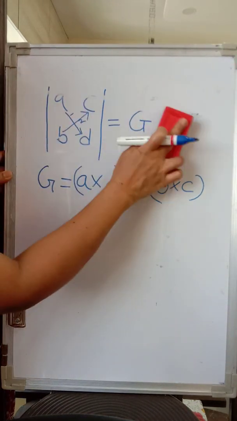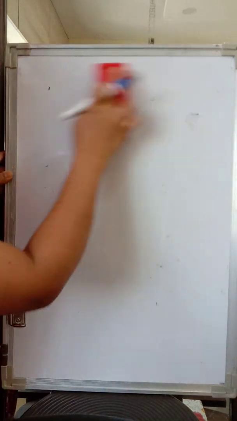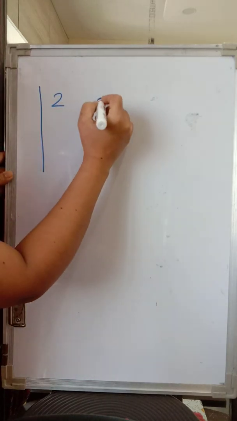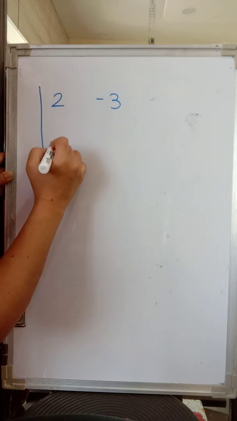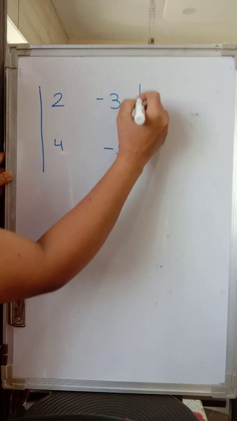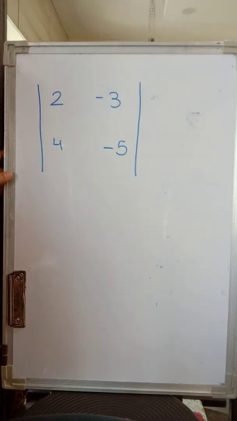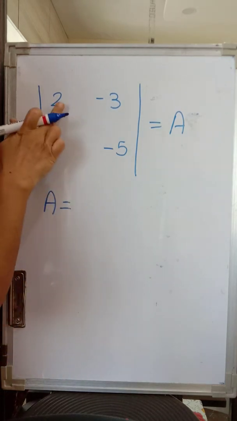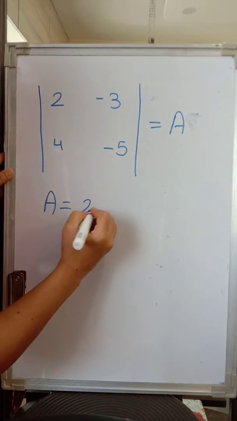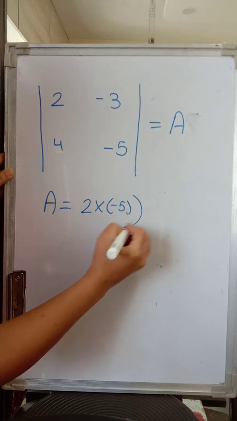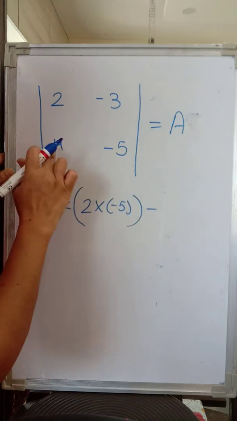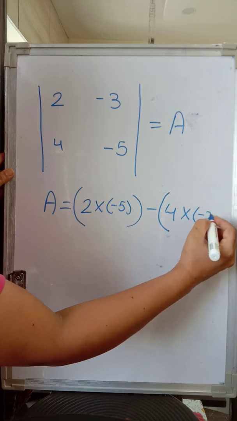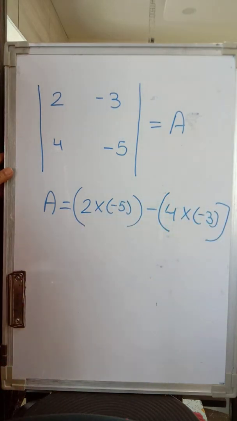Now see, I am putting the values and then we'll check. For example, here it is 2, then minus 3, here it is 4 and here minus 5, say suppose. Now find the value of this determinant by the rule. Say this is determinant A. So what is the value of A? A will be equal to 2 into minus 5. So first we have 2 into minus 5, and from this we are going to subtract 4 into minus 3.